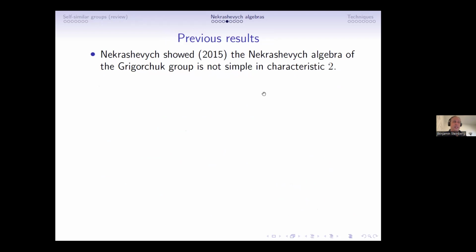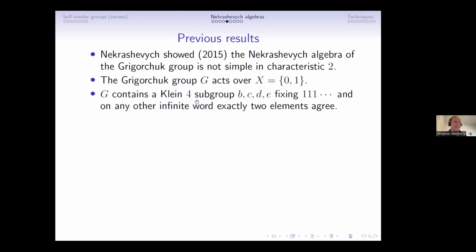So, for instance, in 2015, Nekrashevych observed in his paper that the Grigorchuk group does not have a simple algebra in characteristic 2. The Grigorchuk group acts over a 2-element alphabet, and it contains a Klein 4 group on elements B, C, D, and E, which fix the infinite path 1, 1, 1, 1, 1, 1. And on any other infinite word, exactly 2 of these elements agree. So 2 of them will do one thing and the other 2 will do something else.